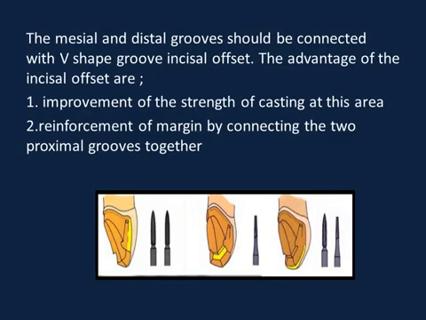After that, the mesial and distal proximal grooves should be connected together with a V-shaped groove, which is the incisal offset. And the advantage of the incisal offset will be to improve the strength of the casting at this area, besides reinforcement of the margin by connecting the two proximal grooves together.